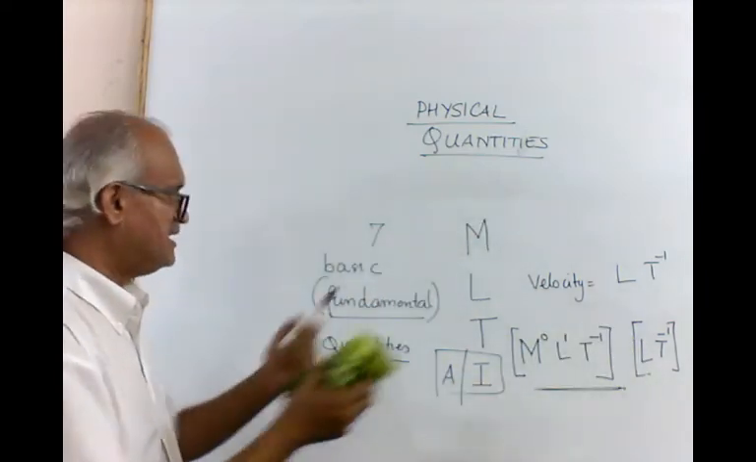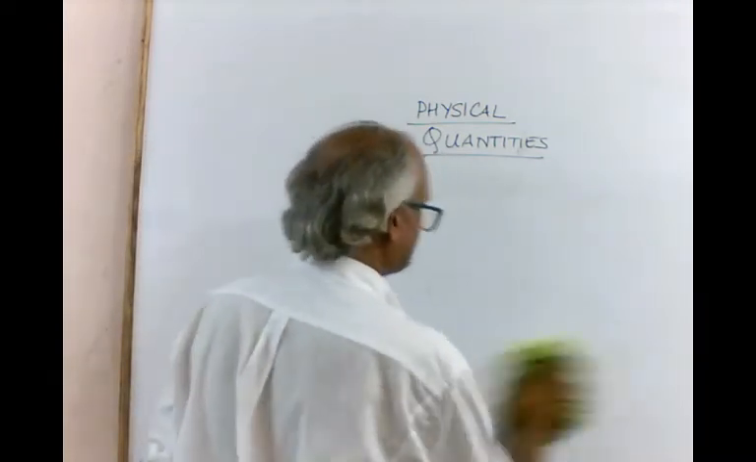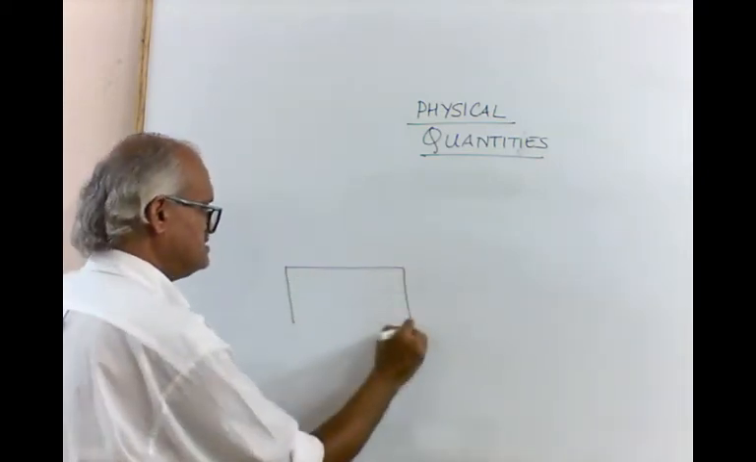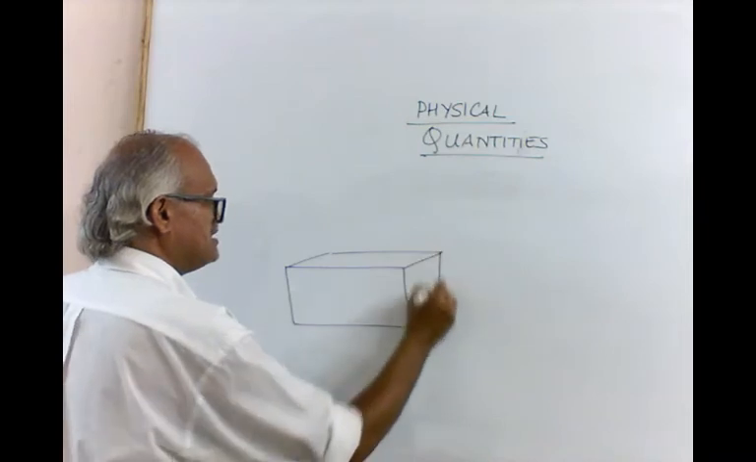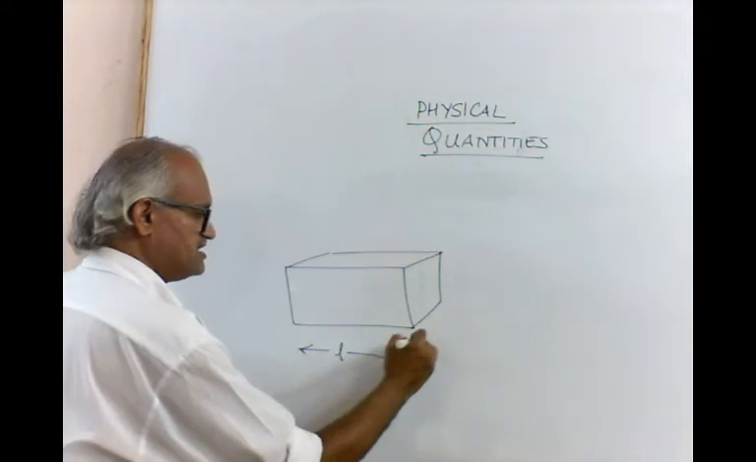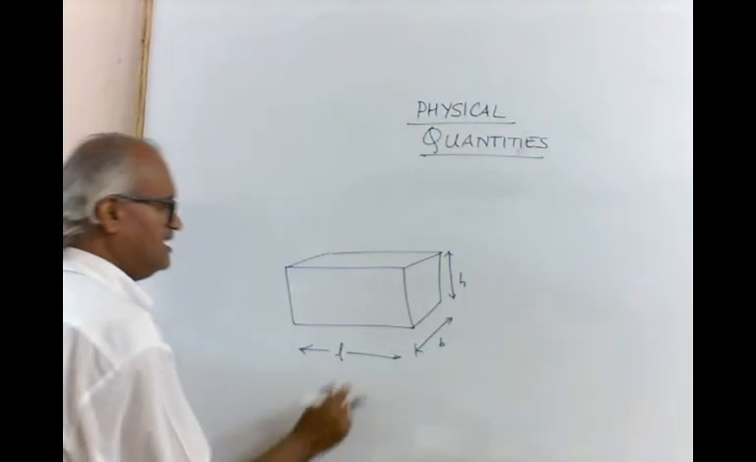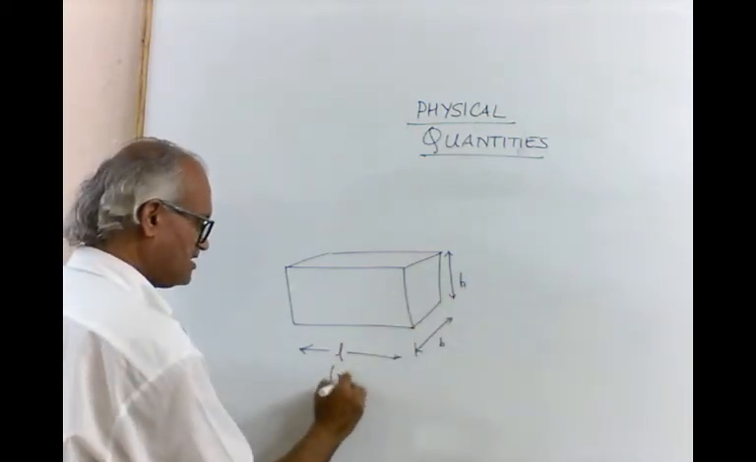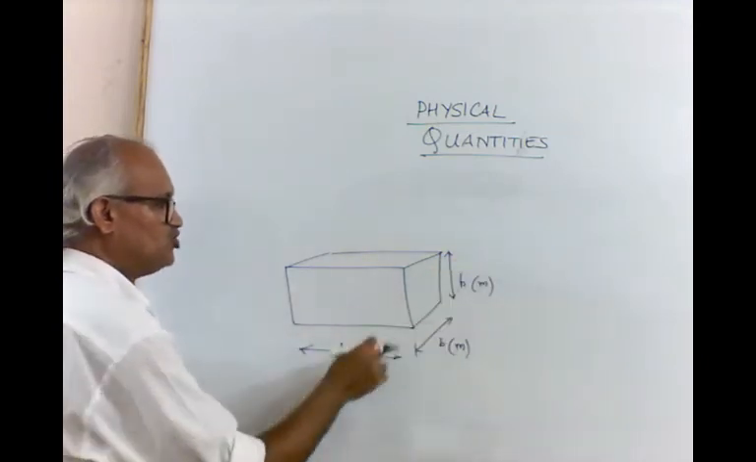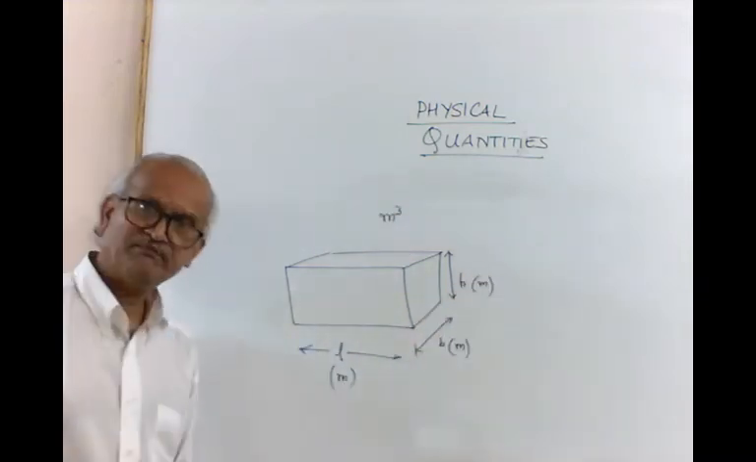Let's take one more example to understand this a little better. Some time ago we mentioned volume. If you take an object like this, a cuboid, to measure its volume we measure its length, its breadth, and its height. And this is measured in meter, this is also measured in meter, this is also measured in meter, and so you know the unit of volume is always meter cube, meter into meter into meter.